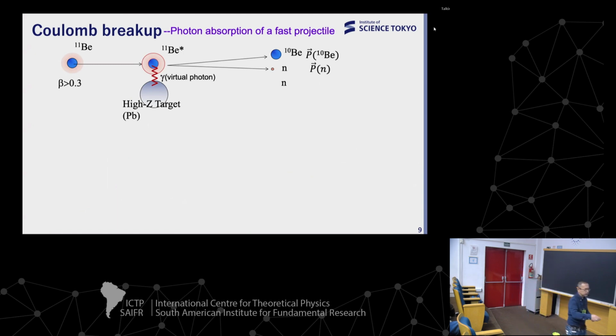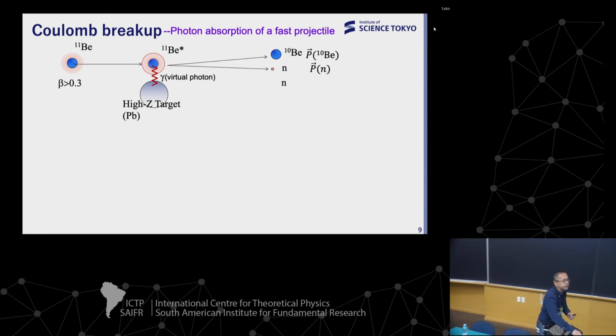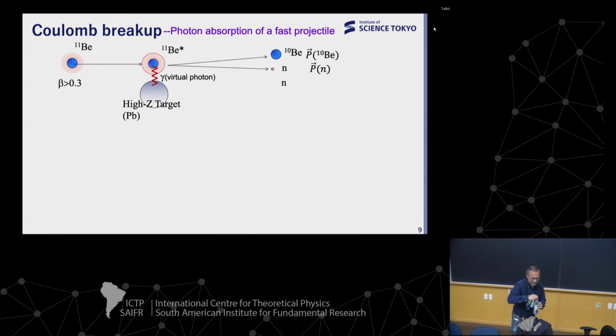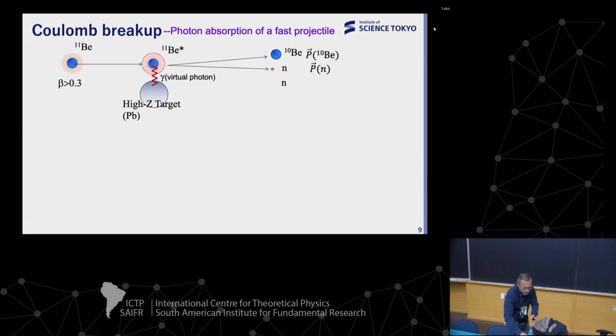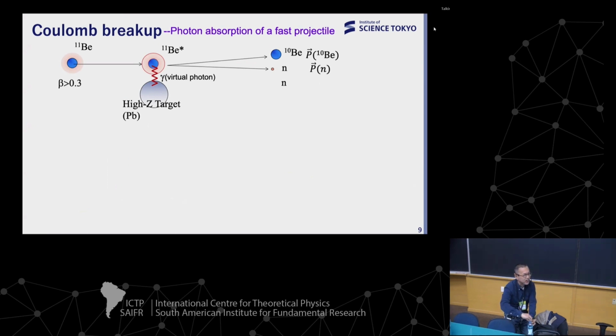Excuse me, maybe I should. Yeah, sorry, I think, yeah. Yeah, if it is beryllium-12, yes, we have 2 neutrons, yes.